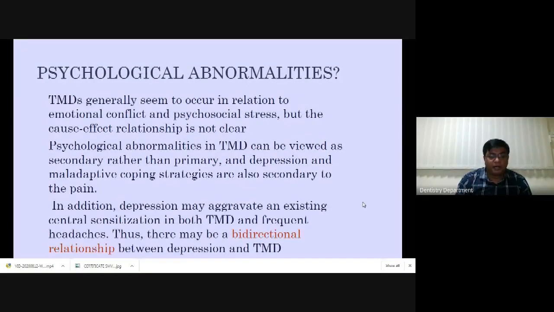Is there any relation between psychological abnormalities, like psychiatric diseases, and TMD? Yes. It is bidirectional in nature. Sometimes depression may aggravate an existing sensitization, which may produce TMD. Sometimes with TMD, consistent pain not being treated properly, the patient may go into depression because of TMD. So the bidirectional relationship between depression and TMD has been established. So we have to address both things.